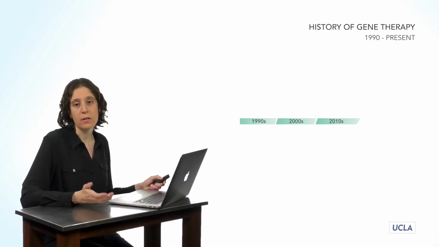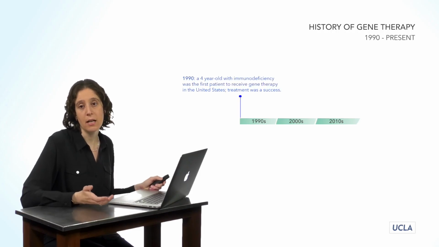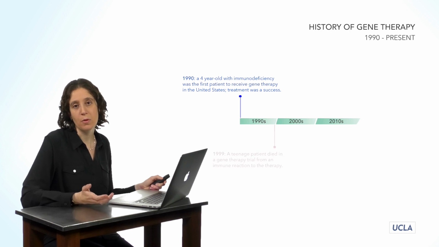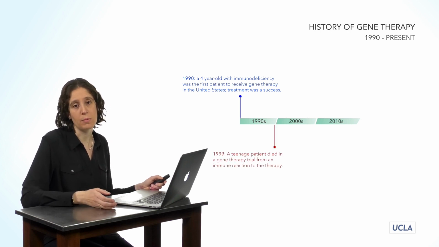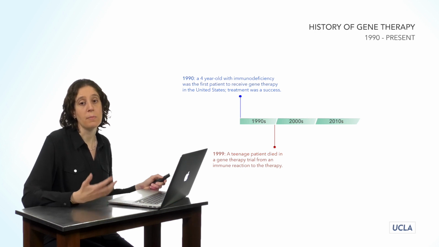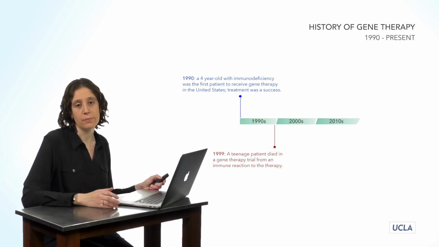Gene therapy trials have actually been going on for quite a long time. The first gene therapy trial in the US was conducted in 1990 when a 4-year-old with severe immunodeficiency received gene therapy and was successfully treated. Unfortunately, after that, not all gene therapy trials were as successful. There was a major problem in 1999 when a teenage patient died in a gene therapy trial from a massive immune reaction to the therapy.